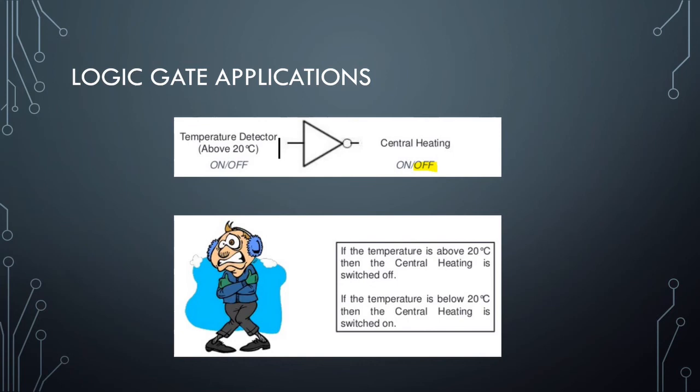If our temperature detector senses a temperature below 20 degrees Celsius, it's going to give an input of 0, right? It's not going to register anything. And our heating system is going to flip that input with our NOT gate, and the central heating system will be turned on. So this is another practical application of a logic gate.